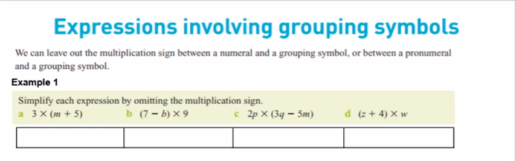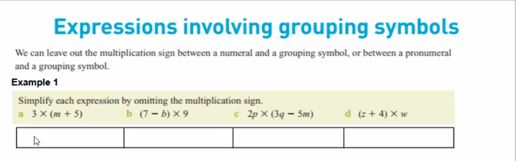So this lesson involves algebraic expressions with grouping symbols. And we've already seen that we remove the times sign with algebraic expressions, and here we do the same. So let's go through the examples. So A says 3 times m plus 5, and we want to simplify the expression. To do that, we remove the times sign.